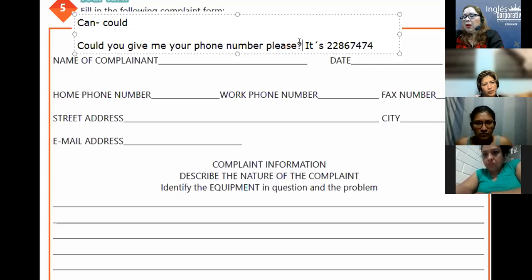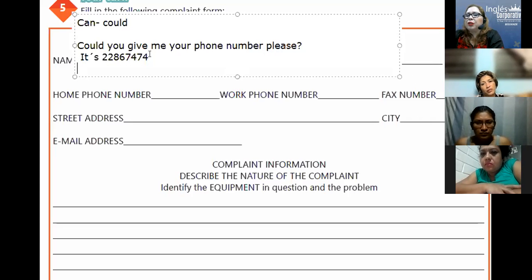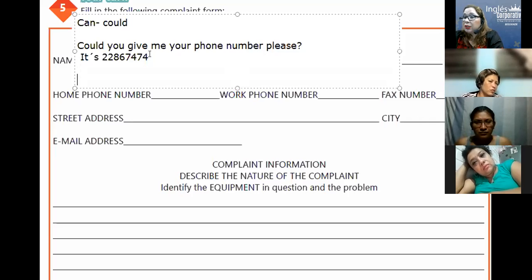O le puedo preguntar, yo le hubiera podido preguntar, what's your phone number? Pero se oye así como robótico y pesado, ¿verdad? Home phone number, work phone number, fax number. All right. Could you give me your phone number, please? Could you give me your fax number? Do you have a fax number? Okay.